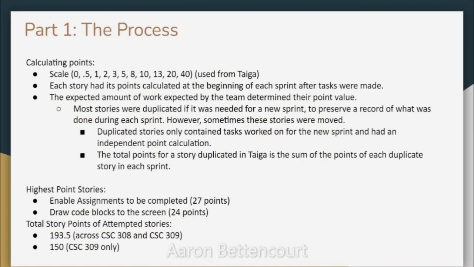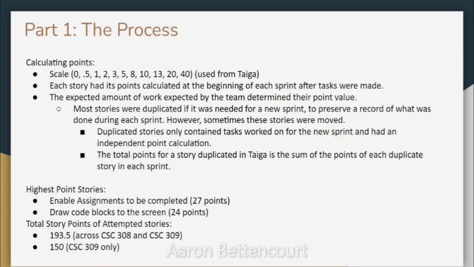And then for calculating points, we calculate on the scale that Taiga used, so 0.5, 1, 2, 3, 5, 8, 10, 13, 20, or 40. And we just used one of those categories for the scale. We didn't combine UI or backend. For the most part, I think we just assigned one value to one of those categories, and that was the scale that we used.